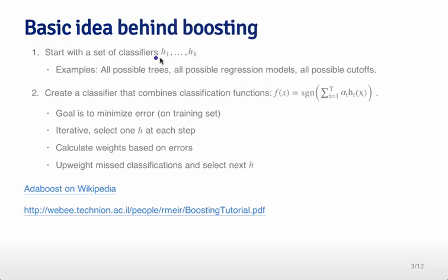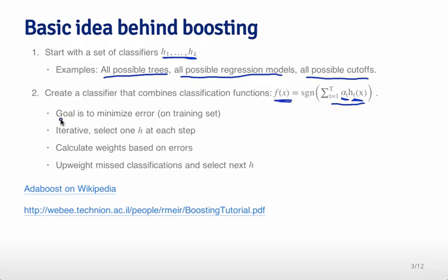So the basic idea here is to take K classifiers. These usually come from the same kind of class of classifiers. Some ideas might be using all possible classification trees, or all possible regression models, or all possible cutoffs where you just divide the data into different points. You then create a classifier that combines these classification functions together and weights them together. So alpha sub t here is a weight times the classifier h sub t of x. And so this weighted set of classifiers gives you a prediction for the new point. That's our f of x.